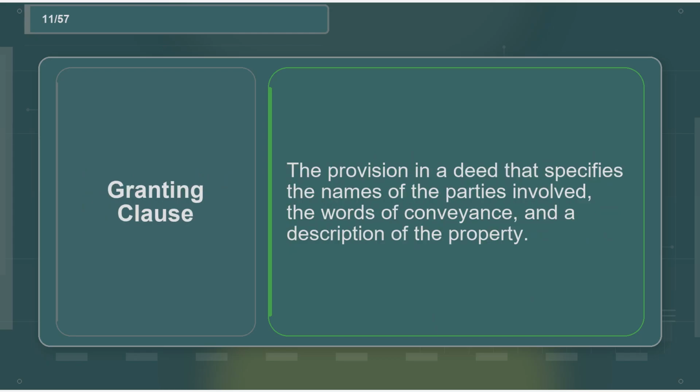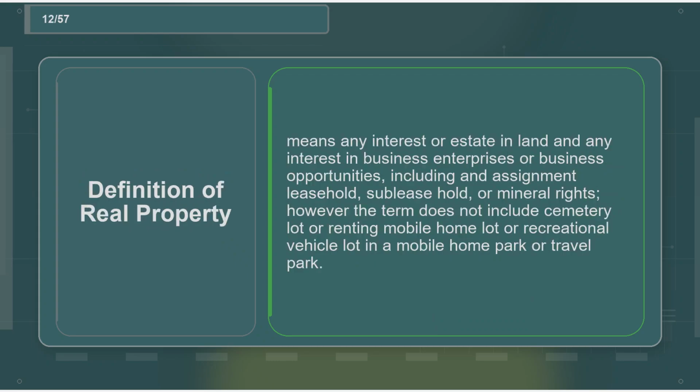Flashcard 11. Term: Granting Clause. Definition: the provision in a deed that specifies the names of the parties involved, the words of conveyance, and a description of the property.